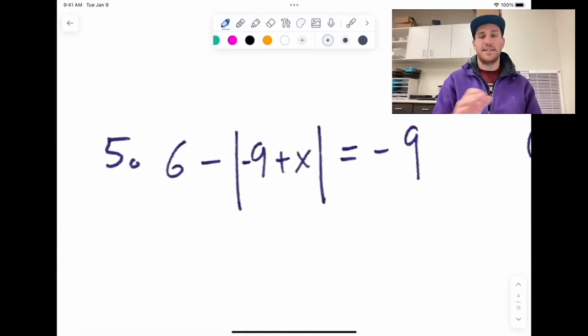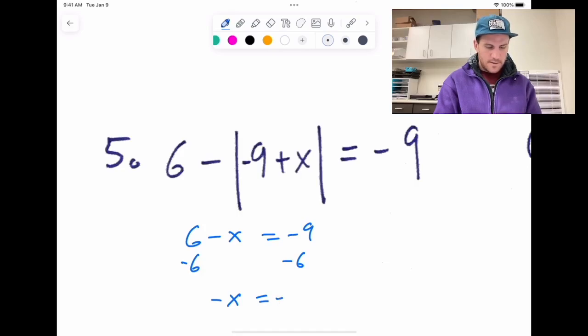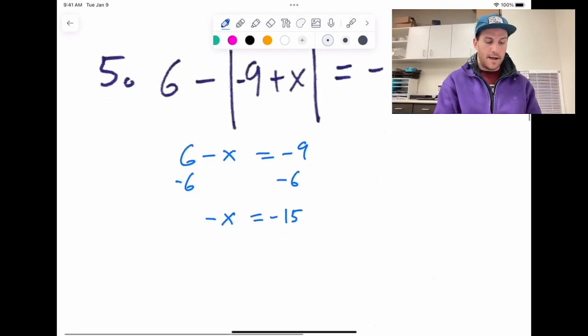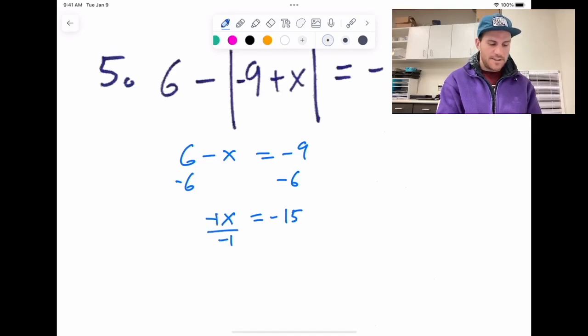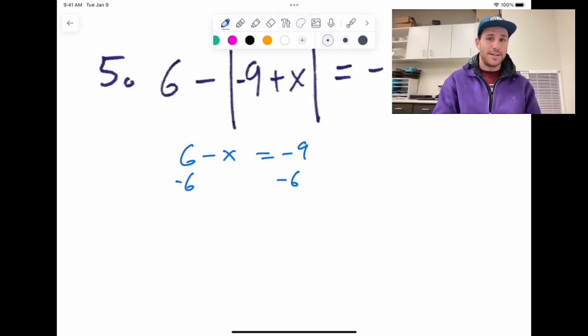This one is technically a 2-step thing. Okay? If we had 6 minus x equals negative 9, well, we'd subtract 6 from both sides, right? We'd be left with negative x equals negative 15. Right, which we could divide by negative 1, because that is technically a negative 1, right? And we'll get that x equals 15. Okay, technically 2 steps. That does happen, and you will see that in those practice problems.